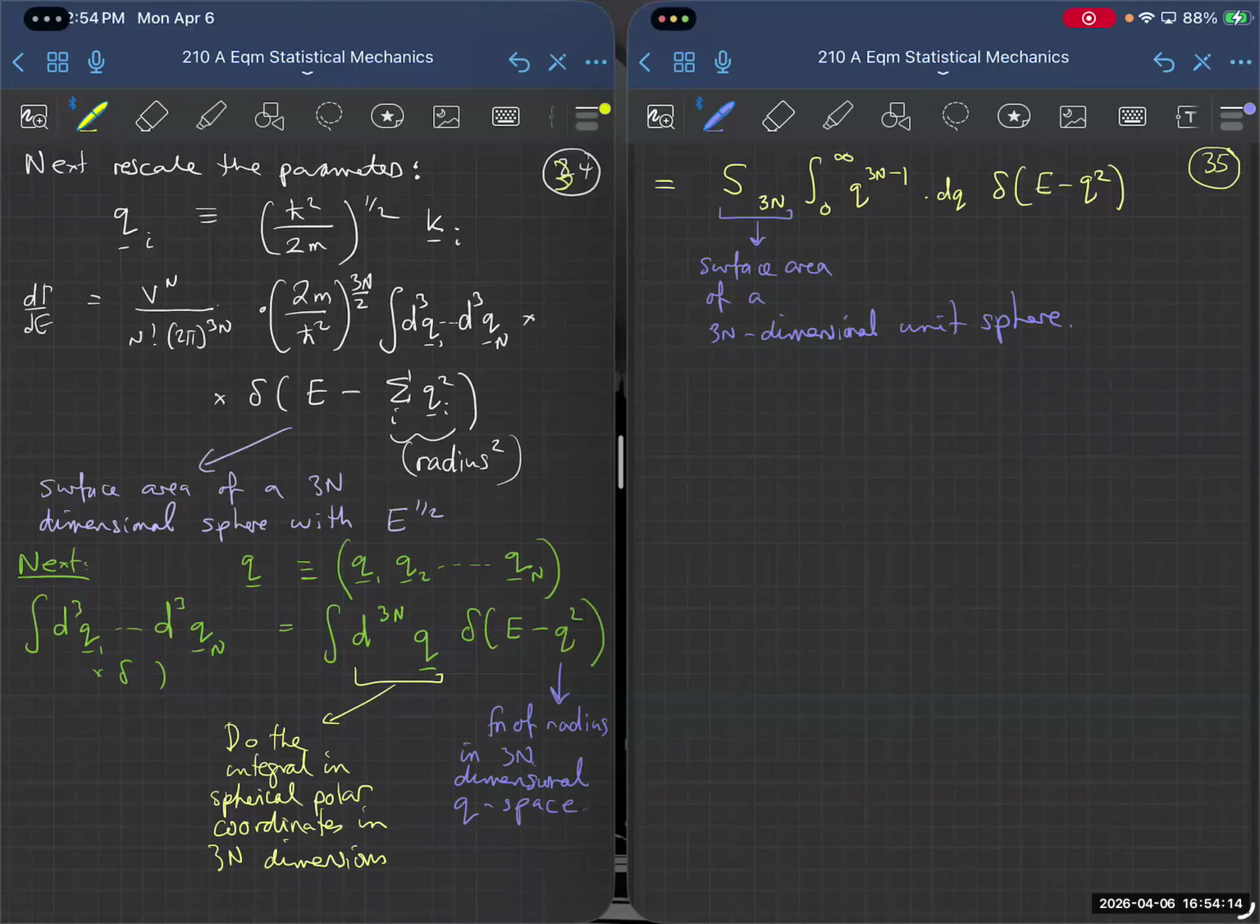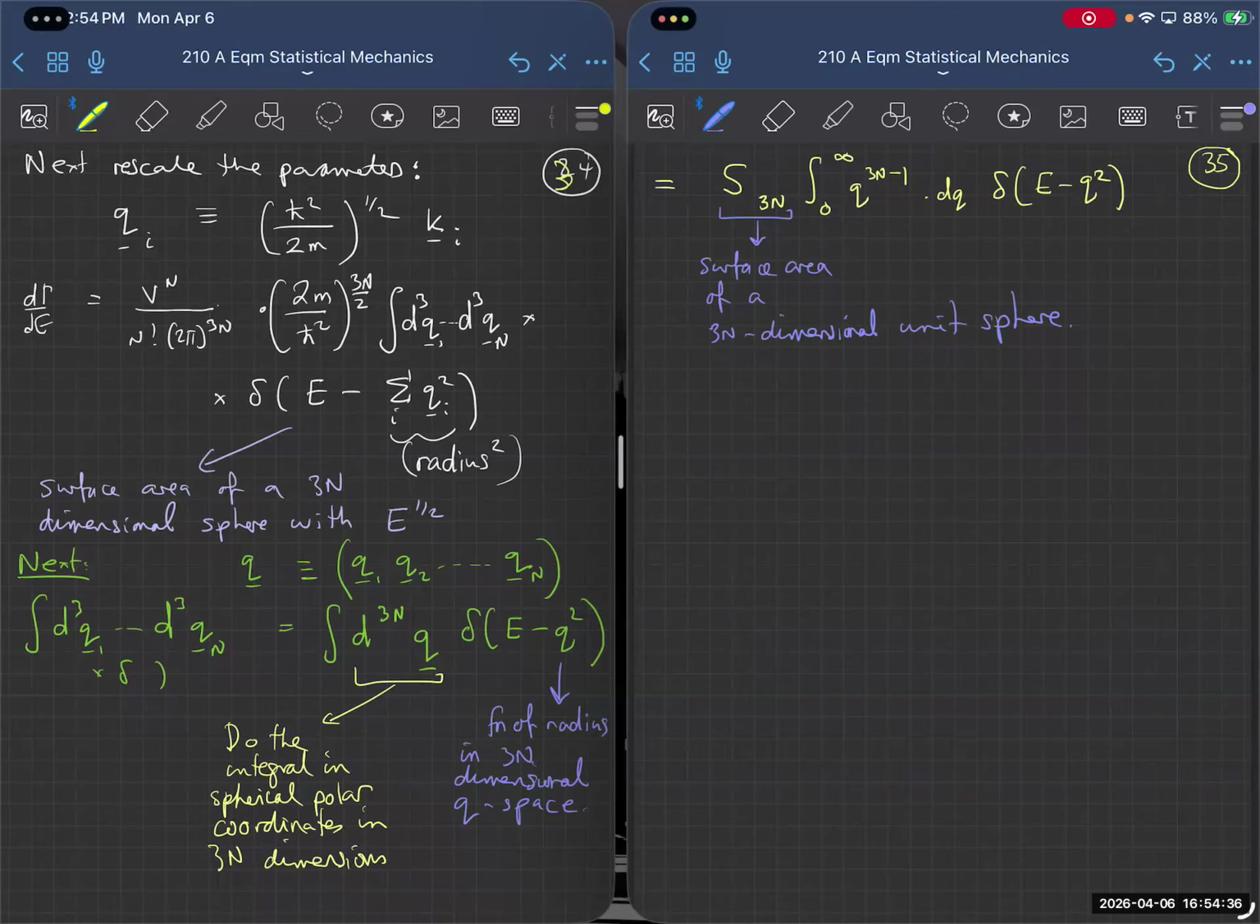Okay, so think about this. If I'm in 3 dimensions, then it's 4 pi. If I'm in 2 dimensions, it's 2 pi. And in n dimensions, it's some other number with lots of pi's and things. I'll show you how to calculate that in a minute. But for now, it's just a number and we don't really care what it is.